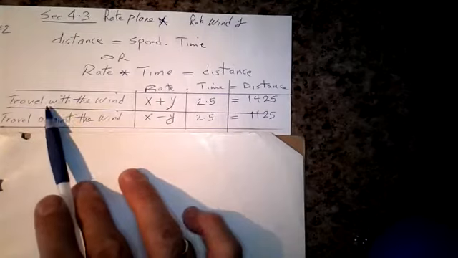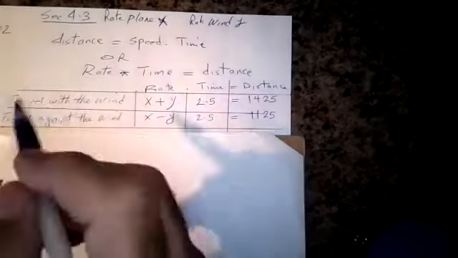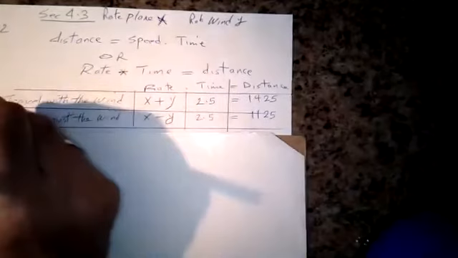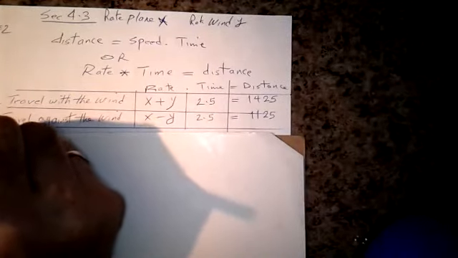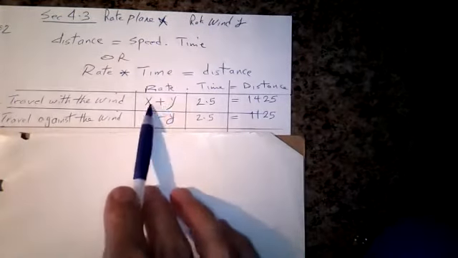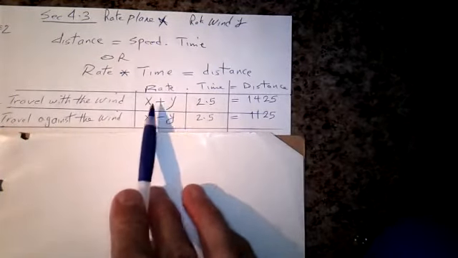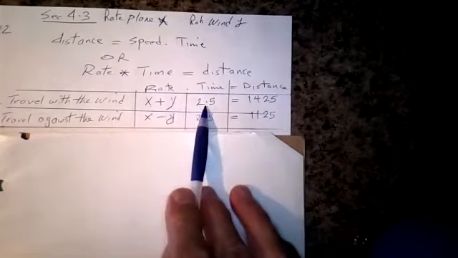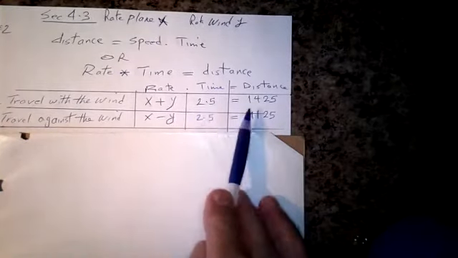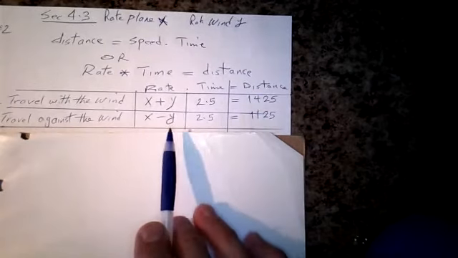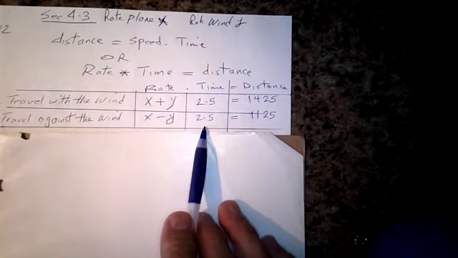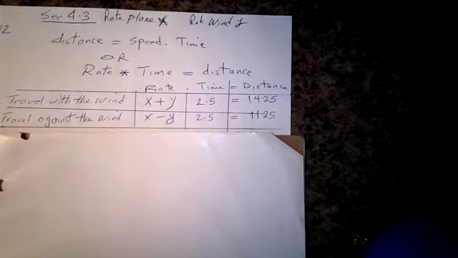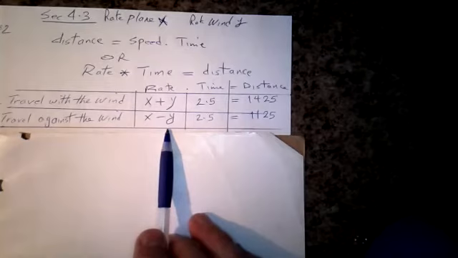When the plane travels with the wind, the rate is x plus y. The rates always add together. Time is given in the problem. So when you go with the wind, it's 2.5 hours. Distance also is given. When traveling against the wind, same time. Time doesn't change. Okay, it's 2.5 and the rate is x minus y.